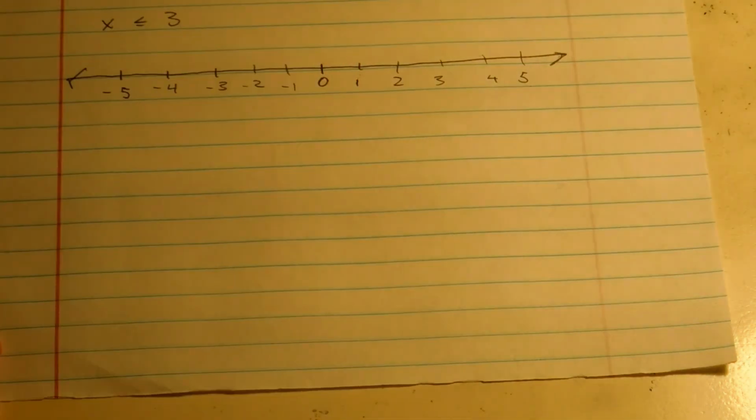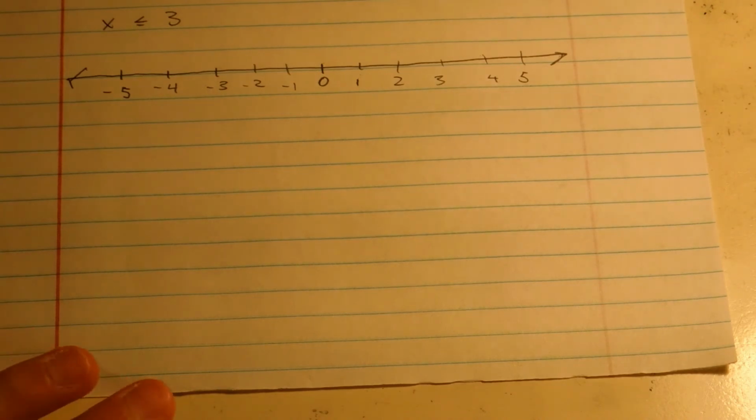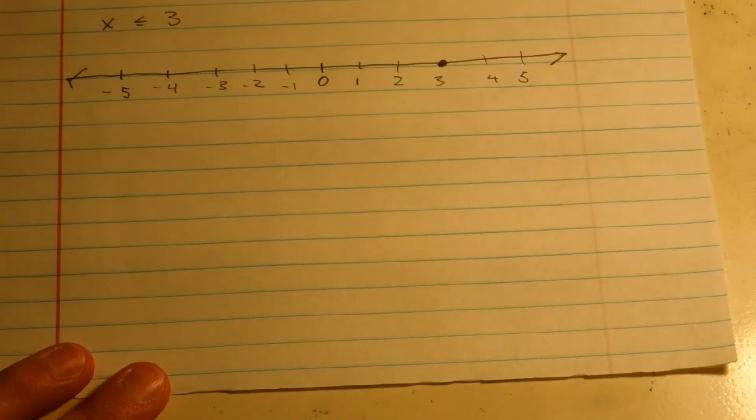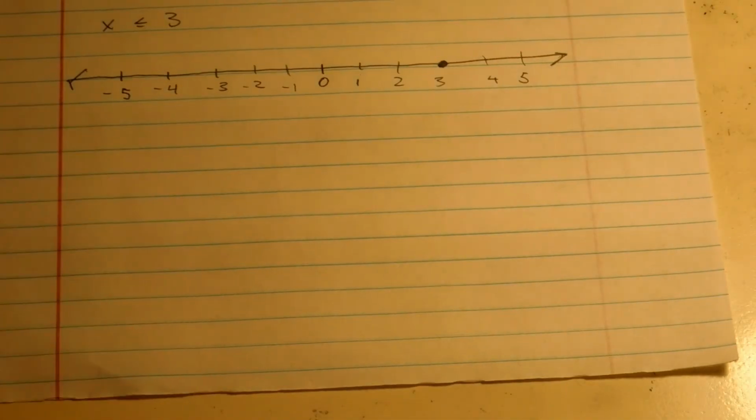Since we have the inequality x is less than or equal to 3, we know that 3 is part of the answer because less than or equal to means all values have to be less than or equal to 3. So, when graphing to show that 3 is part of the answer, we draw a closed circle like this. To show the less than or equal to, we need to draw a line in the direction of decreasing numbers.